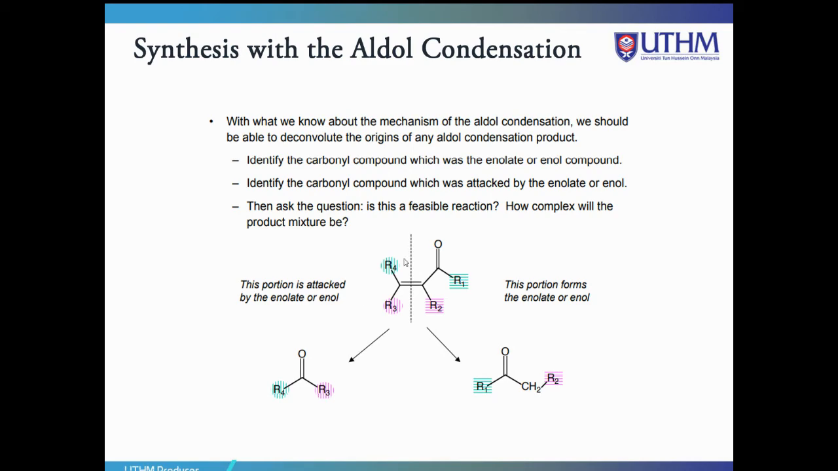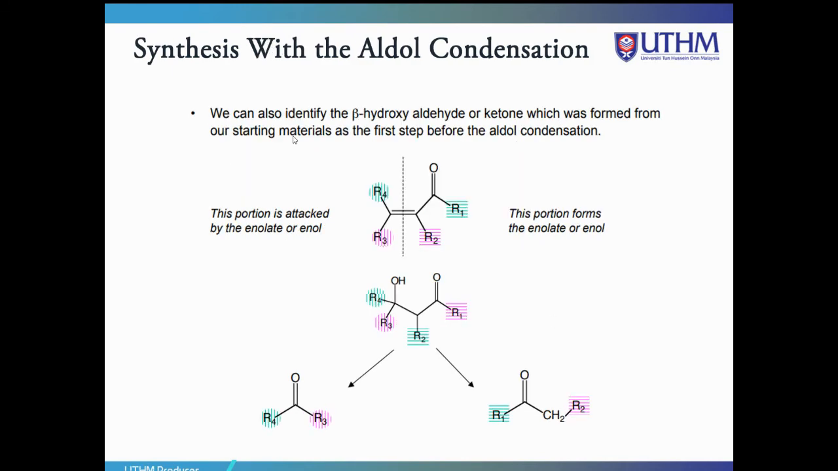This portion is attacked by the enolate or enol, whereas this portion here on the right hand side is from the enolate or enol. We can also identify the beta-hydroxyaldehyde or ketone which was formed from our starting material as the first step before the aldol condensation. As shown in the previous slide, this portion will be attacked by the enolate or enol, while this portion will form the enolate or enol, which is further illustrated in the example here.